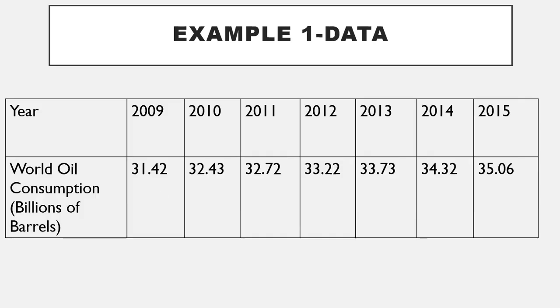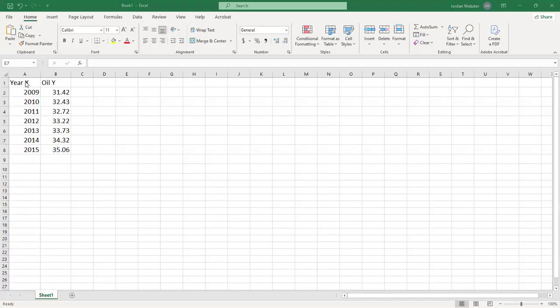Now, before I can find a least squares regression line in Excel, we input this data into Excel. So let's go ahead and do that. So here I've done that. I've put the year as my X value and the amount of oil in billions of barrels as my Y value. All right. Now I use the X values of the year.